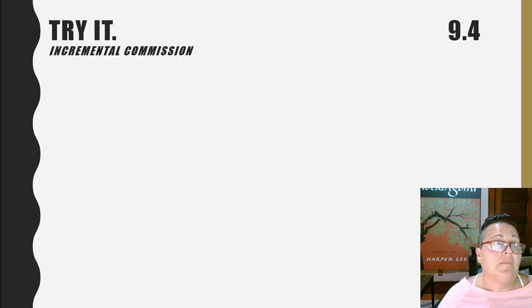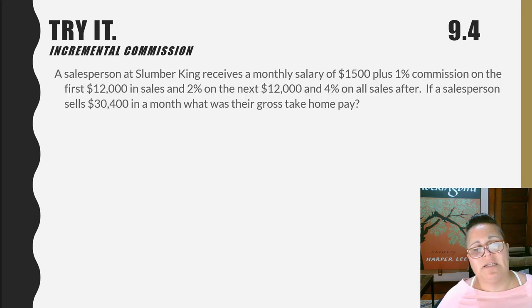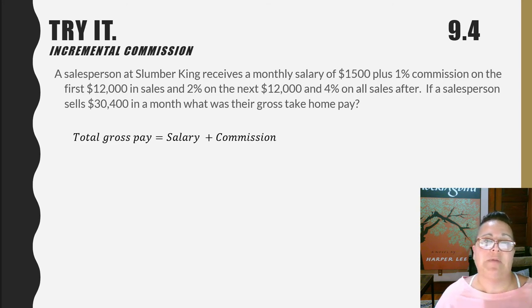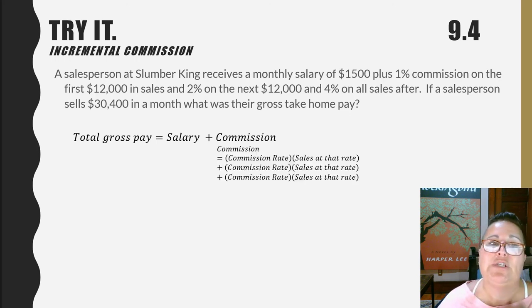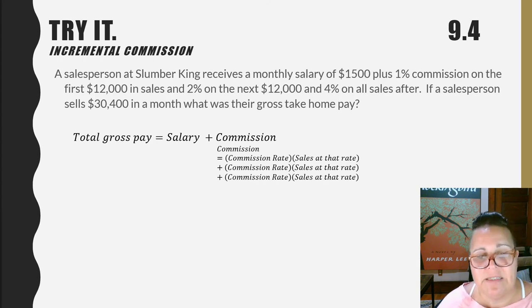All right. Incremental commission. A salesperson at Slumber King receives a monthly salary of $1,500 plus a 1% commission on the first $12,000 in sales, 2% on the next $12,000, and 4% on all sales thereafter. If the salesperson sells $30,400 in a month, what would their gross take-home pay be? Now, their gross pay, remember, would be the salary plus the commission. And the commission in this case is incremental, meaning there are different tiers. So we want to take the commission rate times the sales at that rate for each one of these tiers.